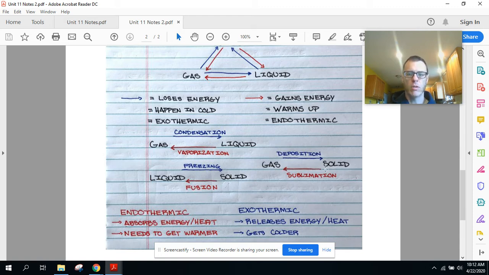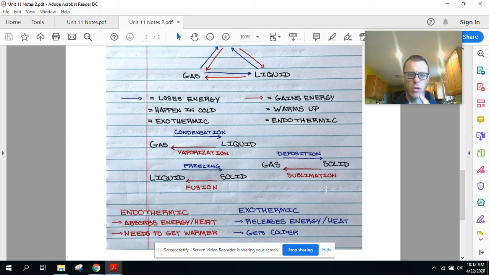Now, this is what's interesting. Gas and solids, kind of this weird thing. A gas straight to a solid is called deposition. It's like the gas is being deposited. And then a solid to a gas is called sublimation. If you've ever seen dry ice, that's what's going on. All of these we could talk about with water.